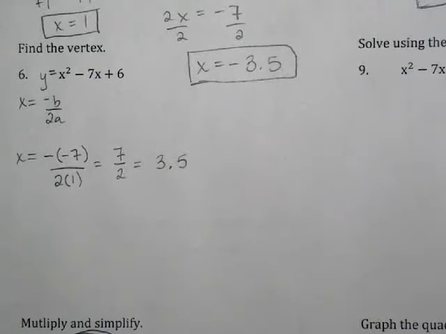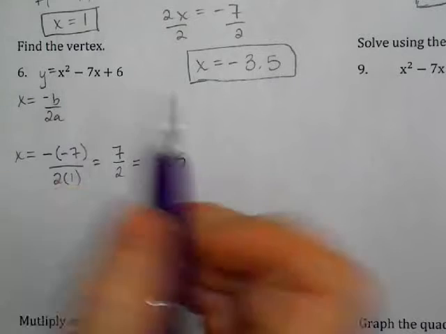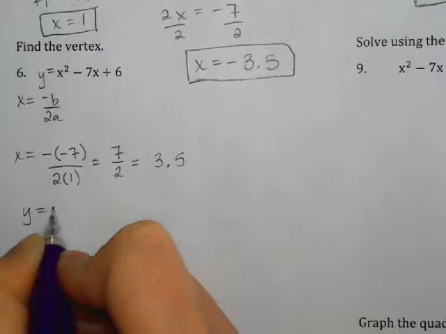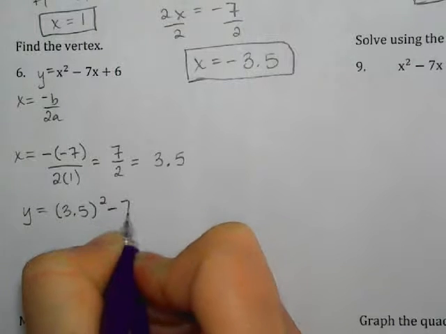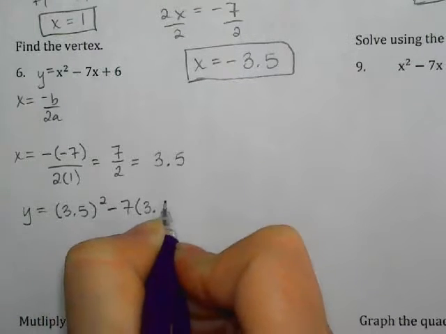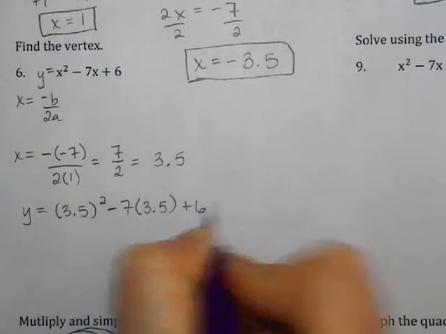This is also a step that a lot of people did not remember on your test. A lot of people found the x value for the vertex, did not continue to find the y value. Your vertex is a point on a graph, so it has to have both an x and a y value. So once you know what x is, what do you do with it to find y? Plug it into your original equation. So y equals 3.5 squared minus 7 times 3.5 plus 6.